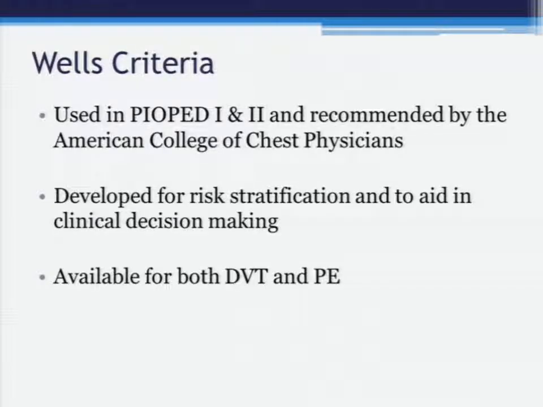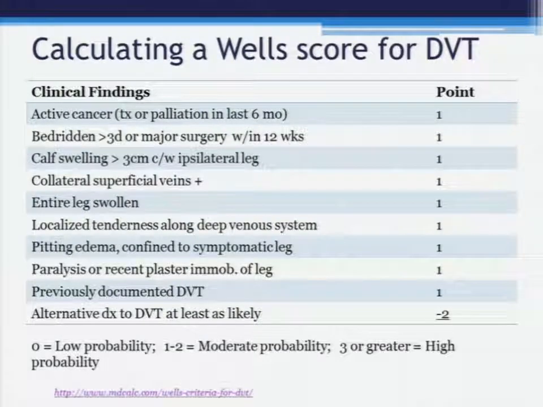And it's available. There's 2 different scoring systems. One's for DVT and the other one's for PE. So you calculate a Wells score, and you can use MDCalc to get to a Wells score that you can calculate off of, doing a Google search or whatnot. But you look at their clinical findings and then assign them a point based on their clinical findings. So then after you total all their points, they're divided into categories of being low probability, moderate probability, or high probability.